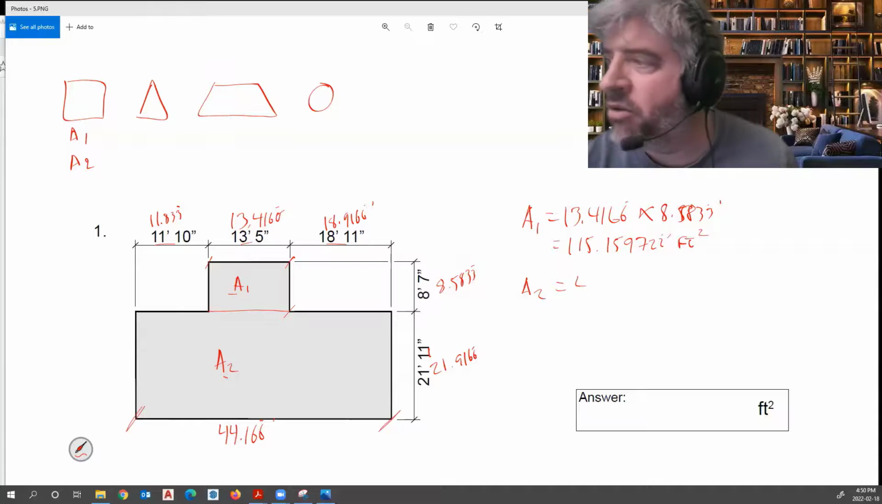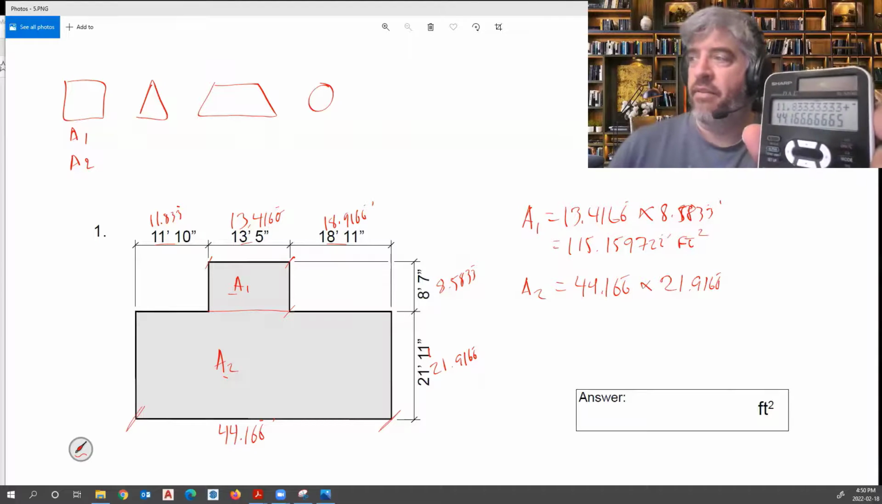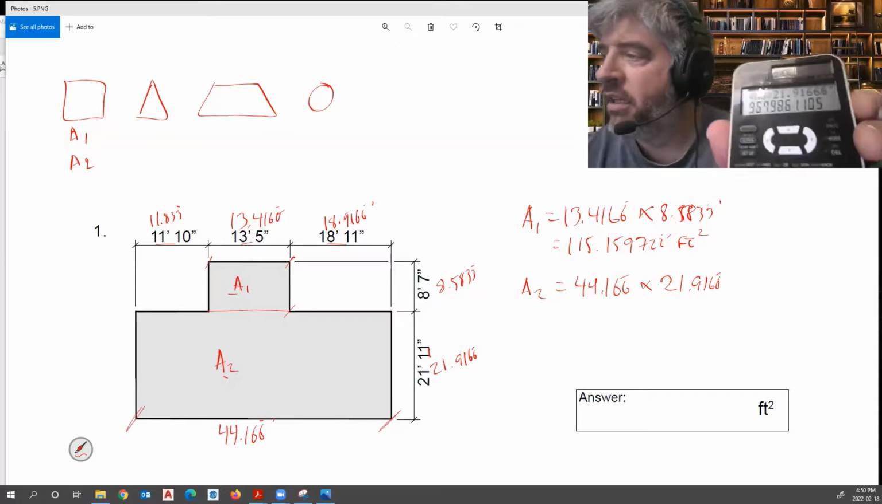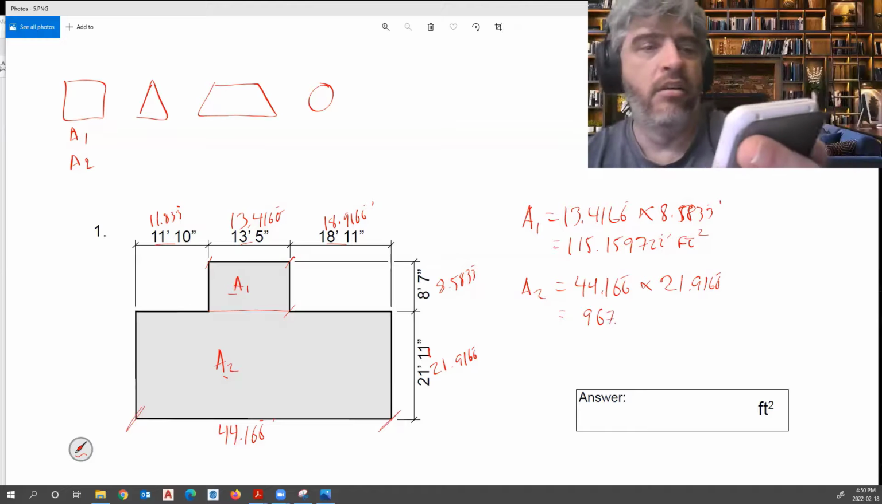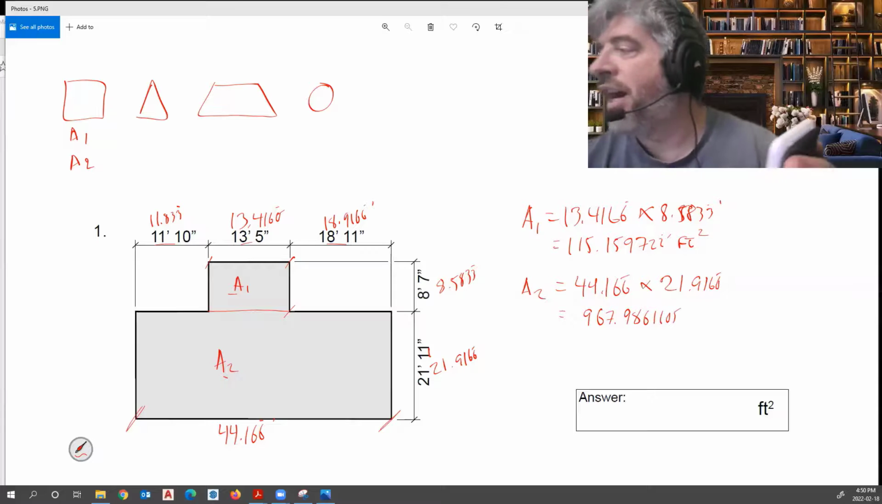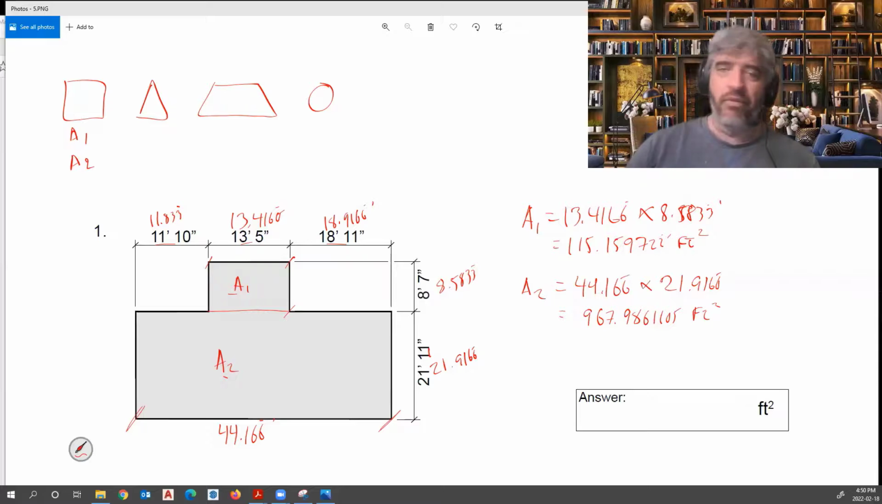because area for number 2 would be 44.166, the value we just used, multiplied by 21.9166. I already have the 44, so I will times by 21.91666, which gives me 967.9861105. Again, I just write all my numbers down, and this is square feet. My answer is asking for square feet alone, so now I just simply have to add those two numbers together.